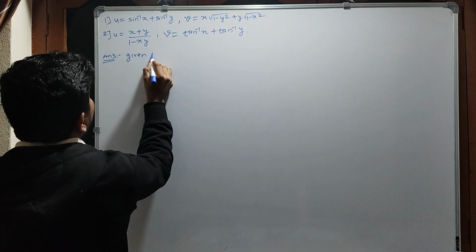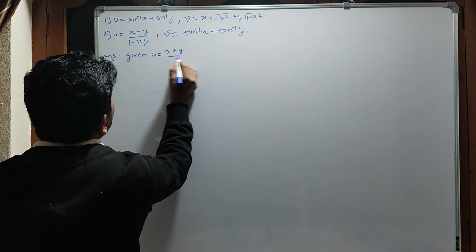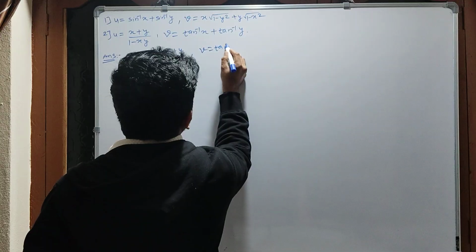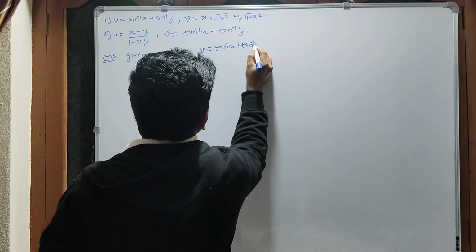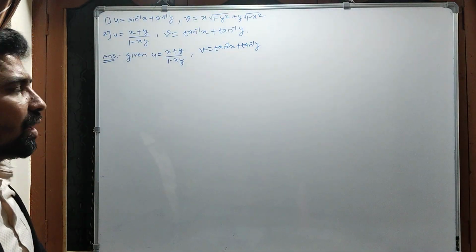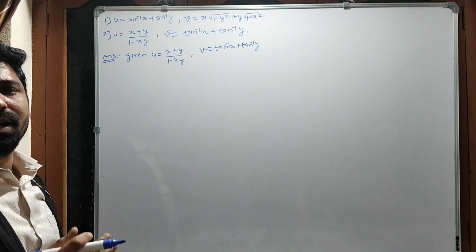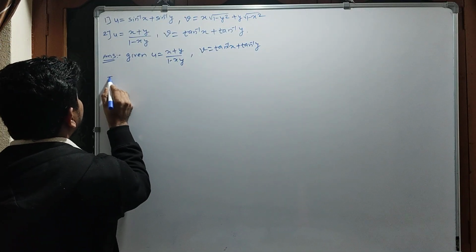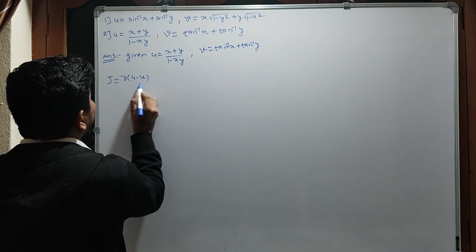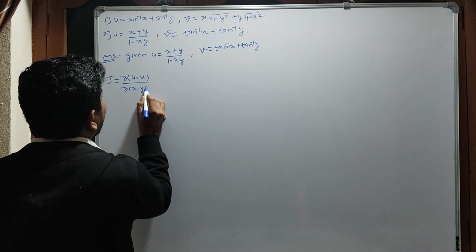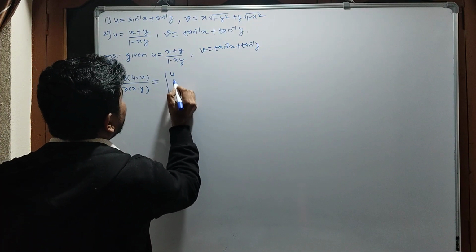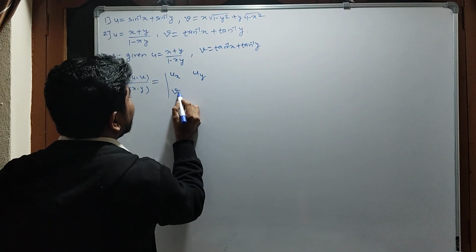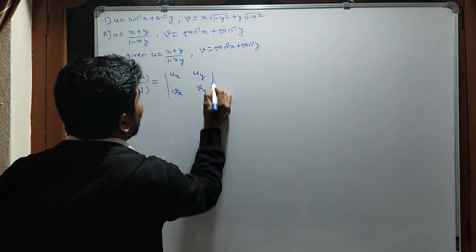Given u equal to (x plus y) by (1 minus xy) and v equal to tan inverse x plus tan inverse y. Now I want to check whether u and v are functionally dependent or independent. If dependent, find the relation between u and v. Therefore, J equal to the Jacobian of u, v with respect to x, y, which is equal to the determinant of partial derivative of u with respect to x, partial derivative of u with respect to y, partial derivative of v with respect to x, and v with respect to y.